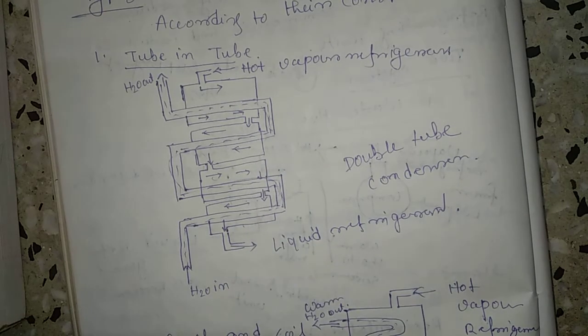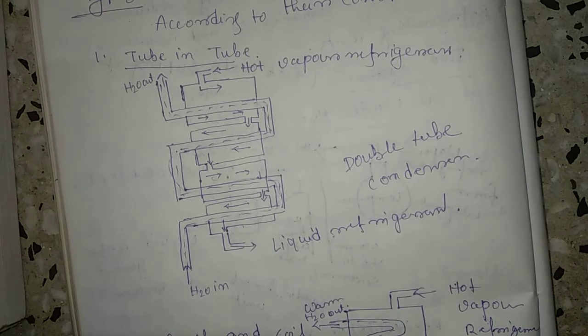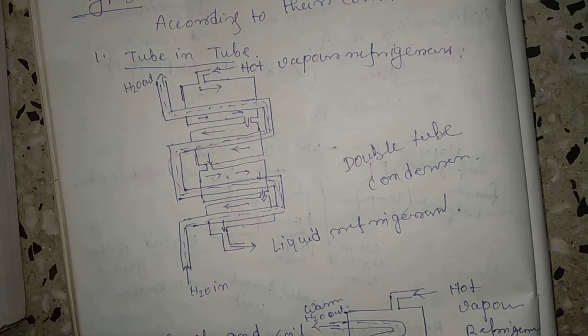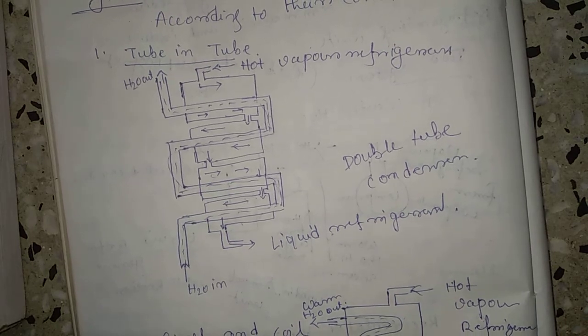You know that heat exchange is basically of two types: parallel flow system and counter flow system, so go through that. So you know what a tube in tube is. This is the tube in tube water cooled condenser.